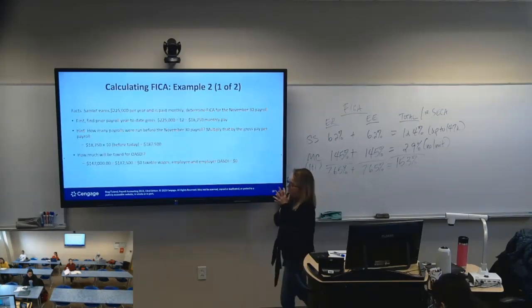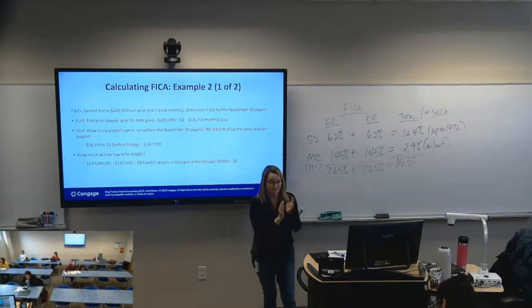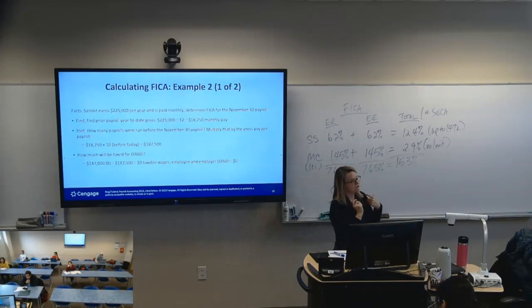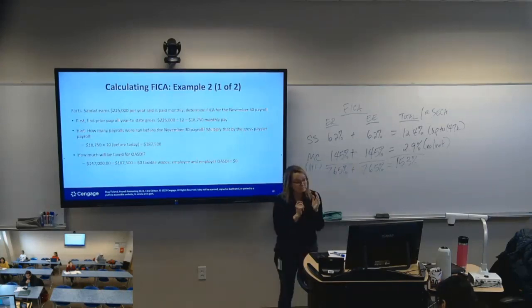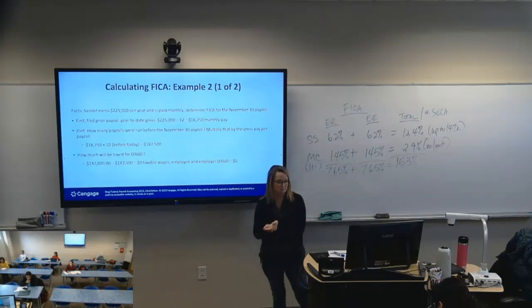Sambit. $225,000 a year. So again, we know right away, we're over that 147. Paid monthly. Determine FICA for the November 30th payroll. So remember, we've got to figure out how much has been earned immediately before. So his last payroll would have been, if he's paid on the last day of the month, the end of October, right? So October's the 10th month, he would have been paid 10 times.